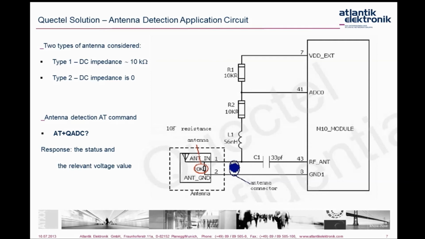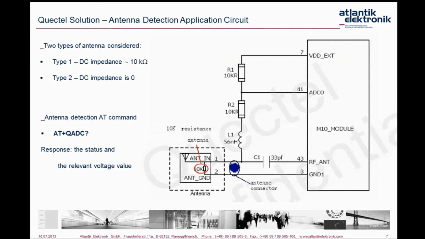One of the concerns, or so to say, requests we got from our customers is whether Quectel modules could detect if the antenna is present, and yes, with a circuit consisting of a few elements and with the help of an implemented AT command supporting this feature, you have the possibility to detect if the antenna is mounted and connected. There are, generally speaking, two types of antennas that could be detected: those with high DC impedance, around 10 kilo-ohms, and antennas with DC impedance around 0.